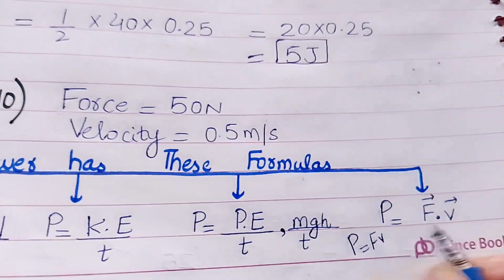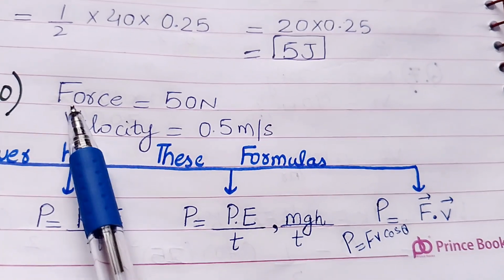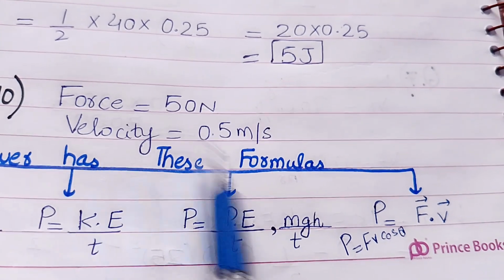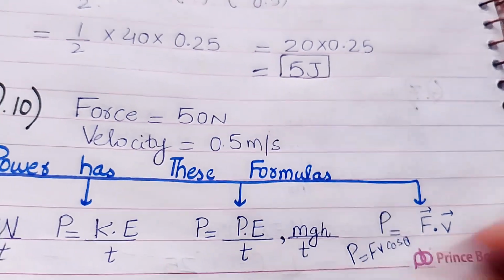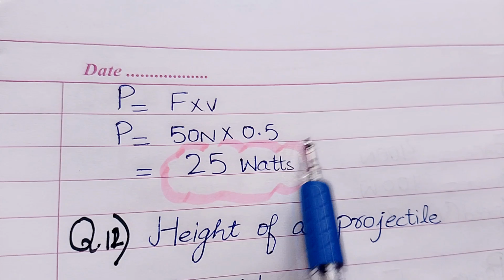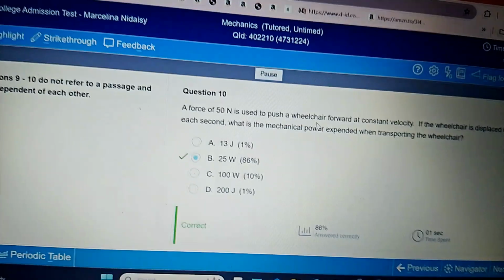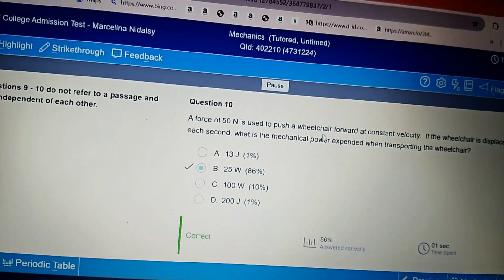But as we don't have the angle given here, we have just been given the normal values, which are force is equal to 50 and velocity is equal to 0.5 meter per second. So this is the easiest one for us. We can use this formula of force into velocity. Force was 50 newton and velocity was 0.5, so our answer will be 25 watts. So 25 watts is the correct answer.